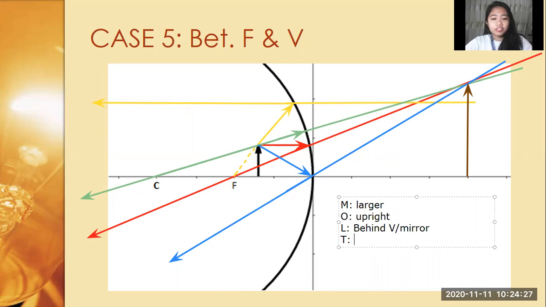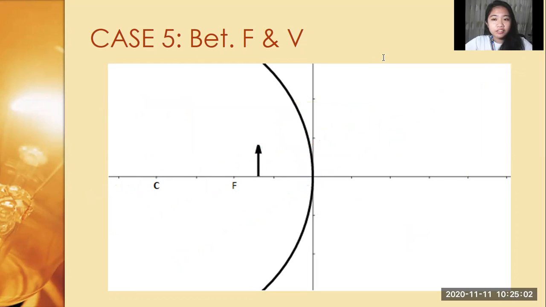And for the type of image, so this is the first time that our intersecting lines are found in a place where light is not found, because our light is found on the left side, not on the right side. So in this case, we have a virtual image. Okay? And so this is all for the cases in concave mirrors. And so let's just look at the summary of this one.